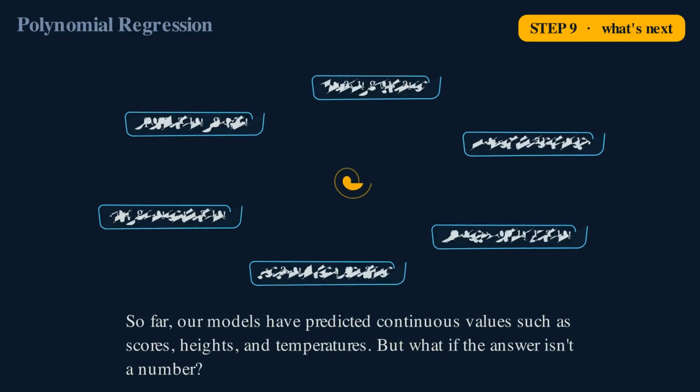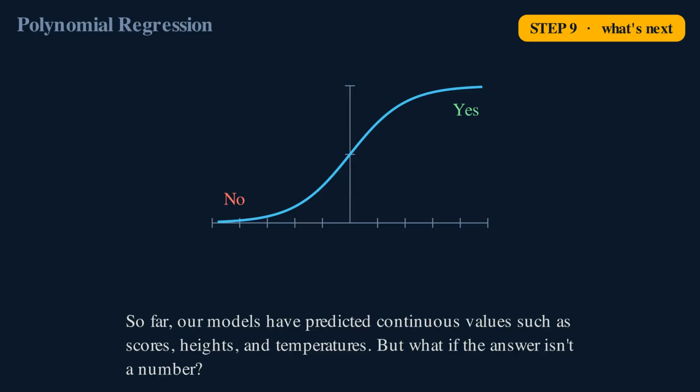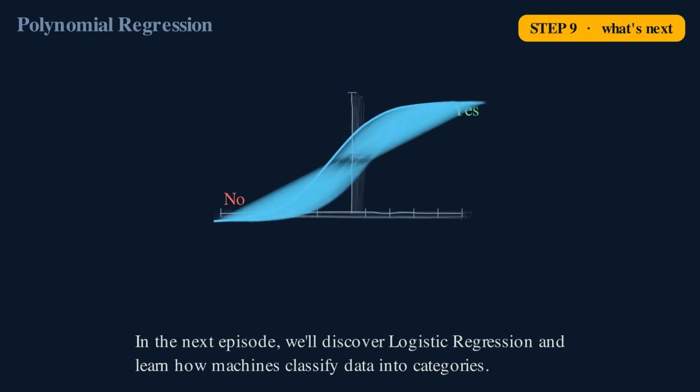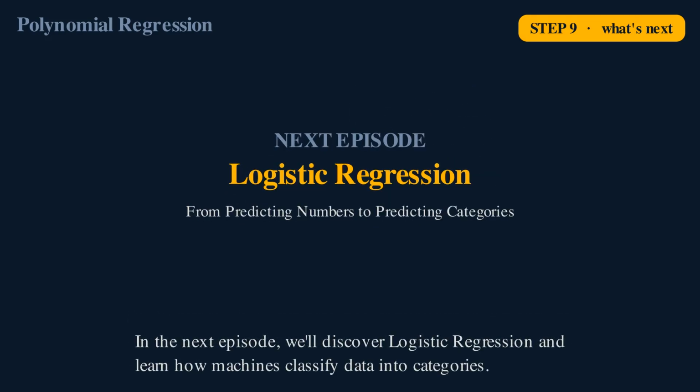So far, our models have predicted continuous values such as scores, heights, and temperatures. But what if the answer isn't a number? In the next episode, we'll discover logistic regression and learn how machines classify data into categories.